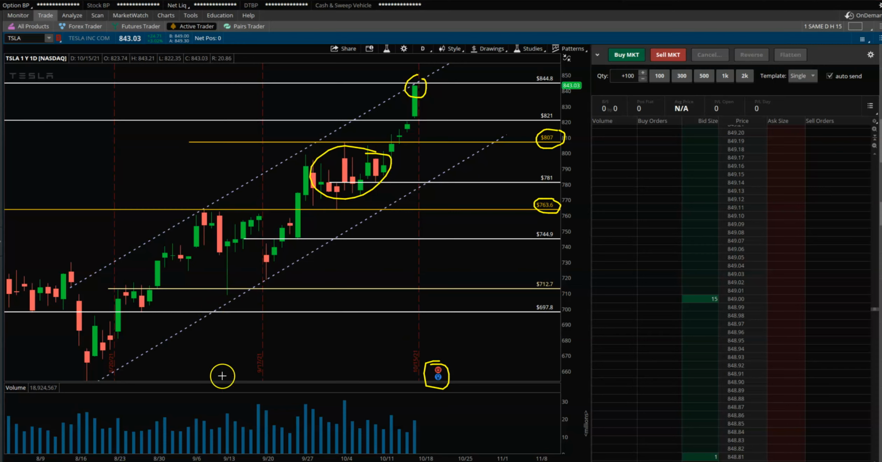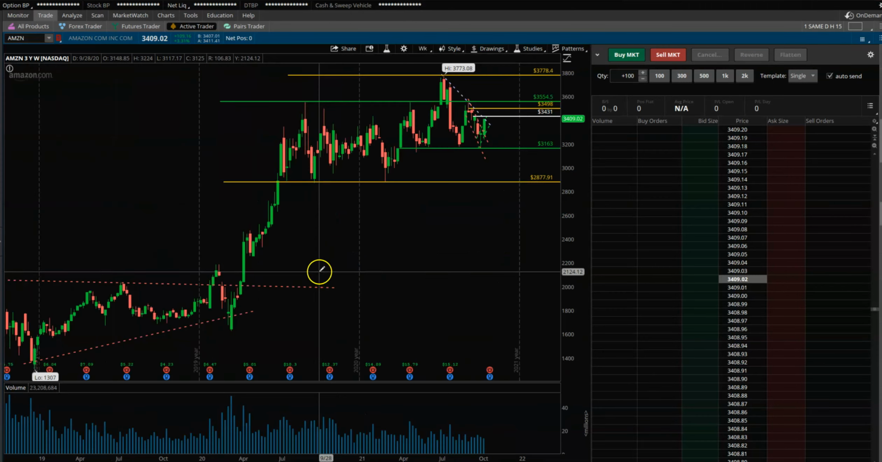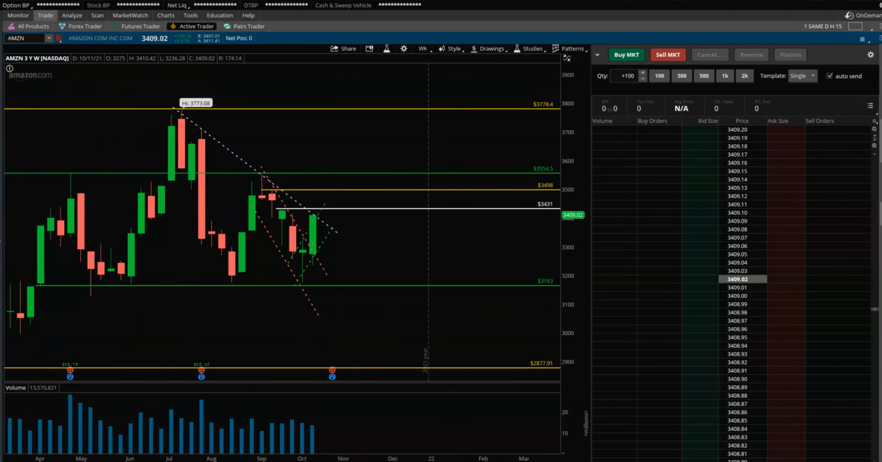Okay, let's move on to another ticker, Amazon. Let's get into the weekly time frame. So this was actually nice, and you can see how it held this 3163 on the pullback, right? Now it is coming up to be some sort of a head and shoulders view, but to get that validation, it has to break this neckline support of 3163.